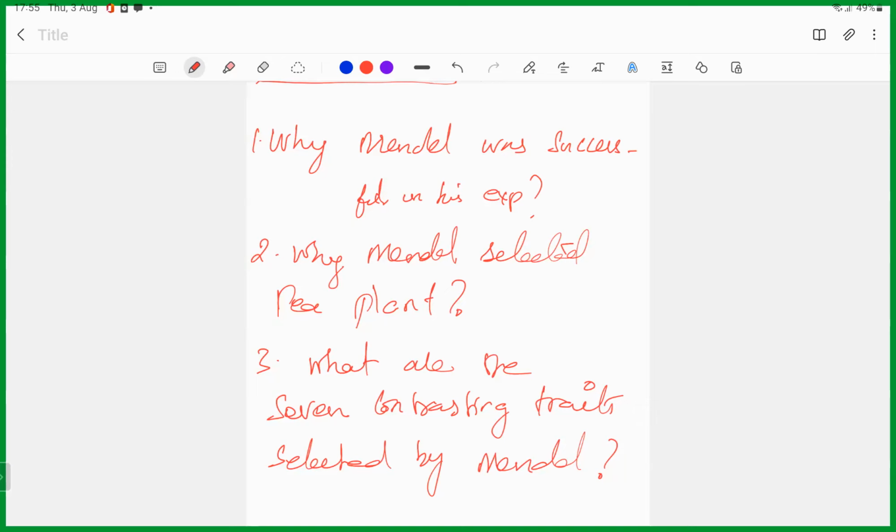Why was Mendel successful in his experiment? What are you supposed to write? He introduced statistics and mathematics in science. He carried out a large number of experiments. Proper documentation and observation was done. He documented everything. He observed, proper observation and documentation was done.